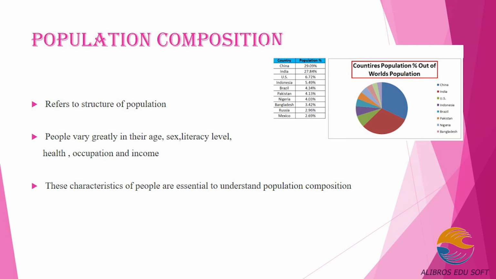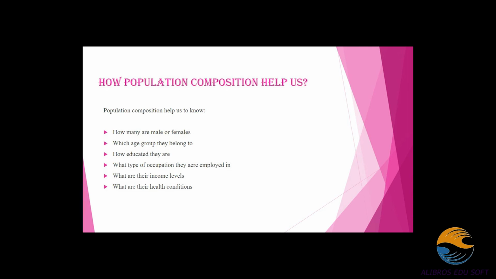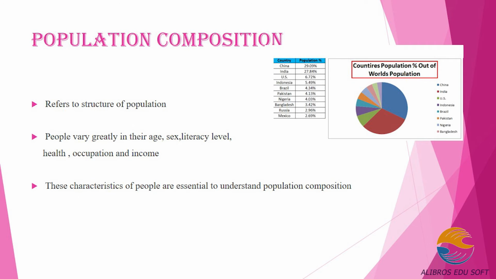Next is population composition. Population composition refers to the structure of the population. Population is comprised of educated, aged, young, male or female people in the country. People vary greatly in their age, sex, literacy level, health condition, occupation and income level. These are the main factors of population composition. In Kerala, we have a very high rate of literacy. It is essential to understand these characteristics of the people to understand the population composition.